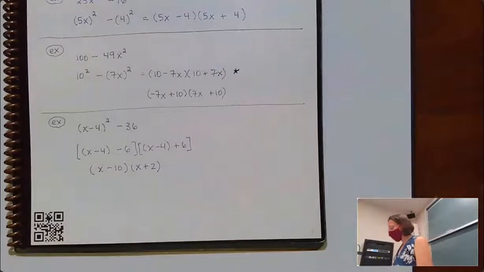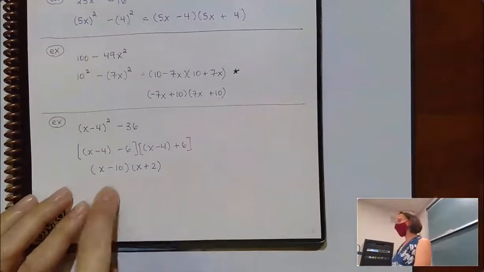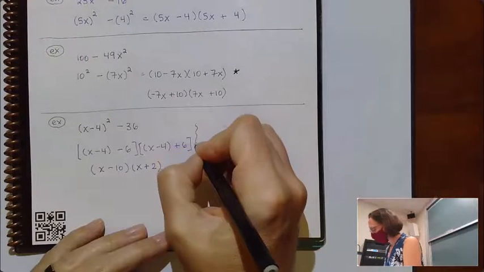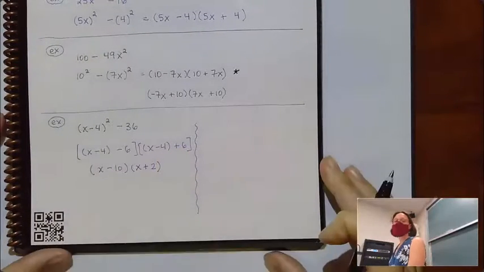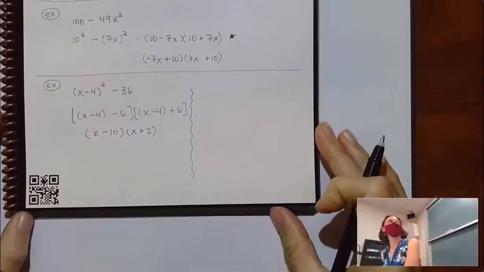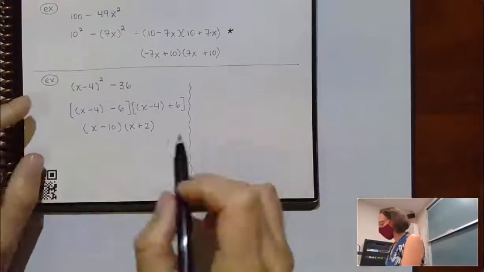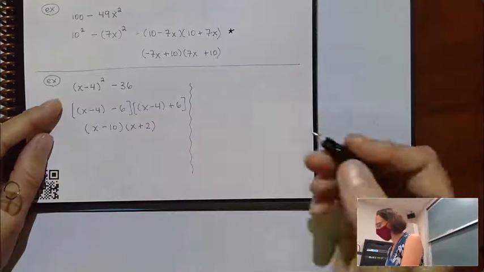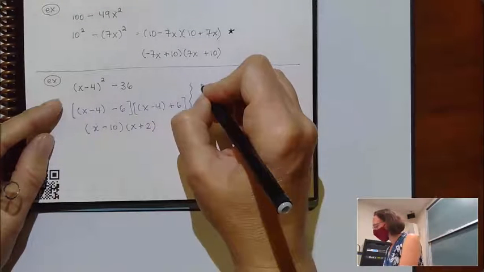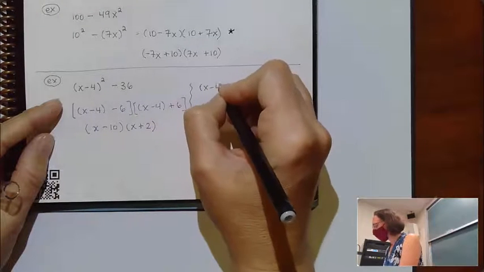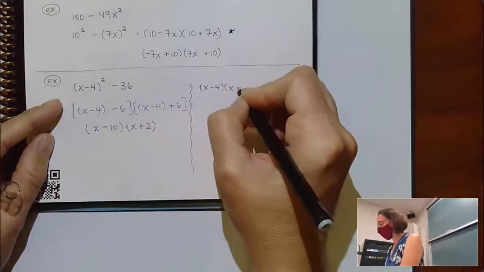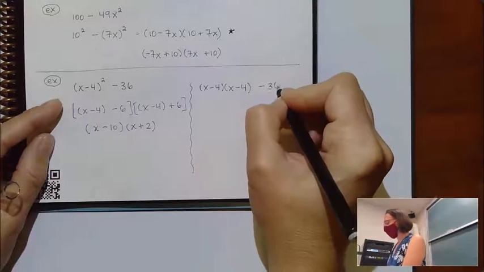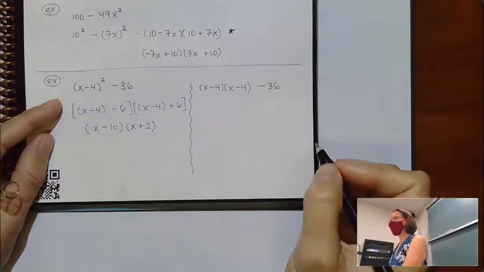Just for completeness, let's make sure that we would get the same answer if we did it the other way. So if I didn't see that that was the difference of perfect squares, and I was like, okay, I guess I'm going to have to actually expand x minus 4 squared. Well, don't forget that x minus 4 squared means that I'm multiplying x minus 4 by itself and then subtracting the 36.